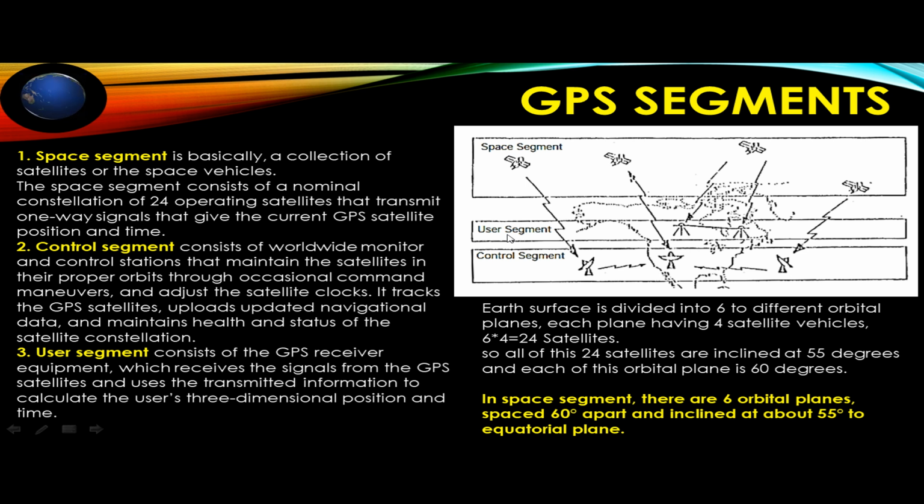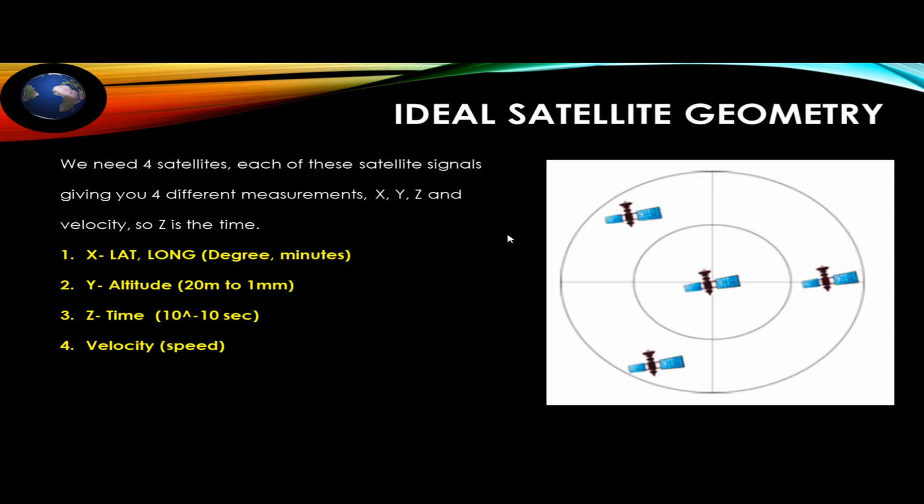So, as I told, the Earth's surface is divided into six different orbital planes, each plane having four satellite vehicles, and there are a total of 24 satellites. The 24 satellites are inclined at 55 degrees, and each orbital plane is spaced 60 degrees apart. So in the space segment, the planes are spaced 60 degrees apart and inclined around 55 degrees to the equatorial plane. So keep in mind, this is an important point.